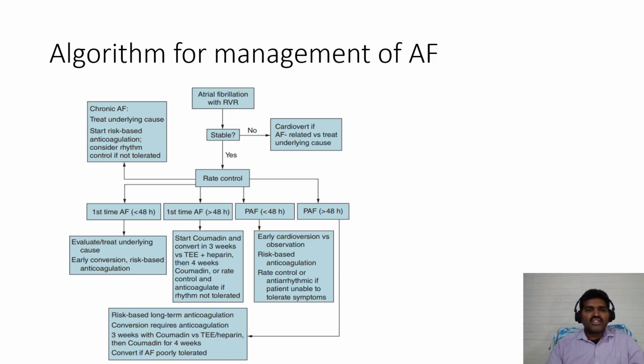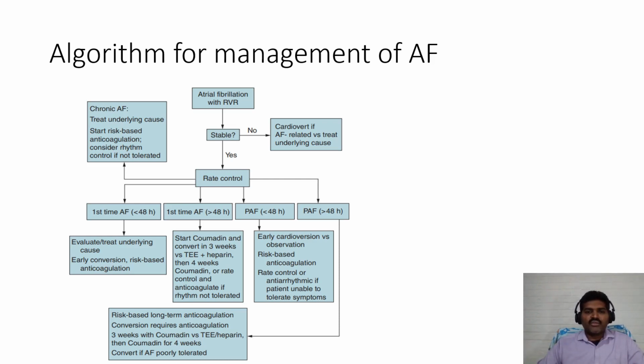First time AF that is less than 48 hours duration: evaluate and treat the underlying cause. Early conversion, risk-based anticoagulation therapy. First time AF greater than 48 hours: start Coumadin and convert in 3 weeks, versus TEE plus heparin, then 4 weeks of Coumadin. Rate control and anticoagulant if rhythm is not tolerated.